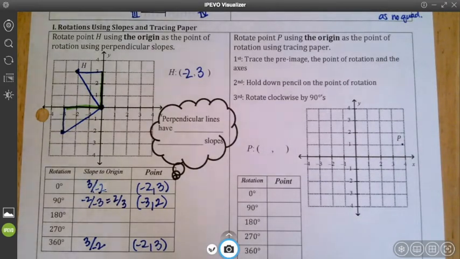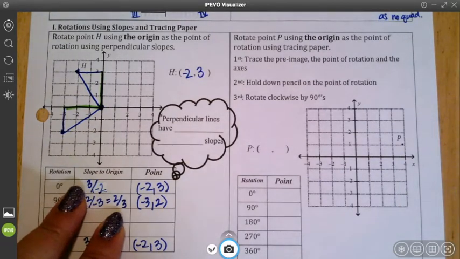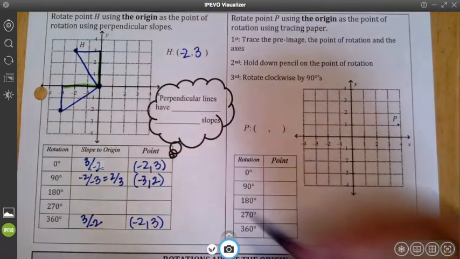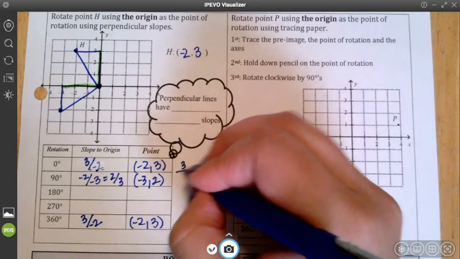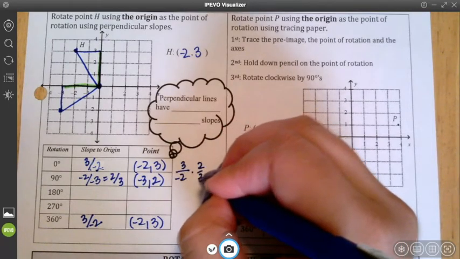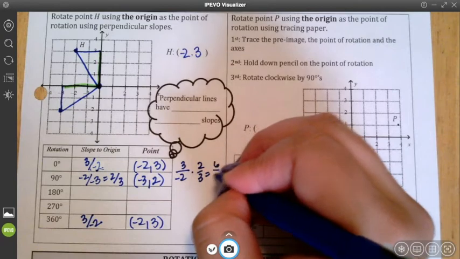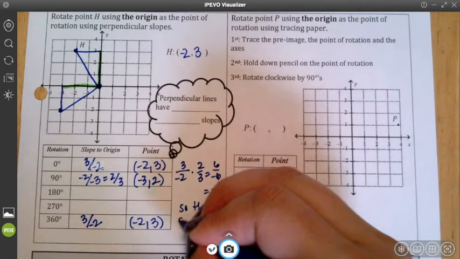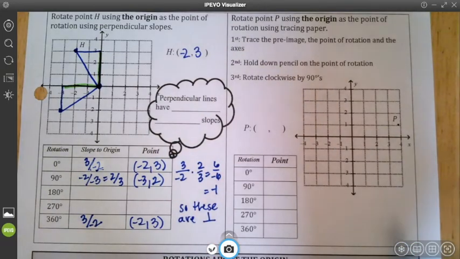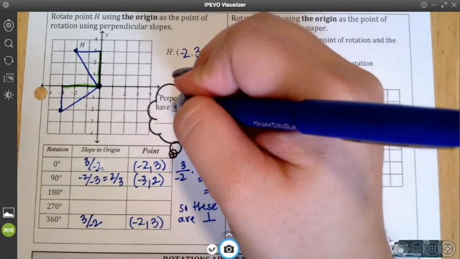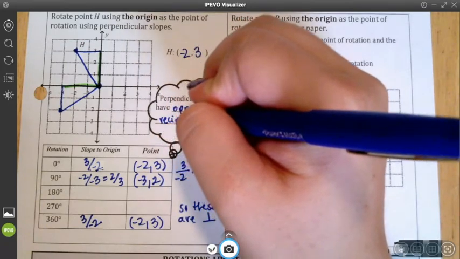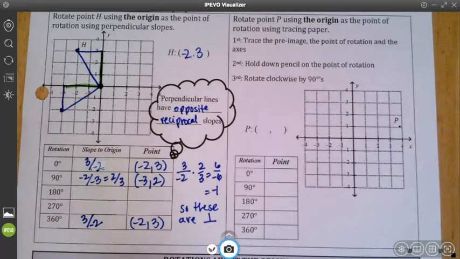Okay, now if you'll notice, these two slopes are reciprocals and also opposites. They are perpendicular. If you remember from algebra, when we have perpendicular slopes, they multiply to -1. 3 over -2 times 2/3 equals 6 over -6, which is -1. So these are perpendicular. Opposite reciprocals. Perpendicular lines have opposite reciprocal slopes, negative and flipped.